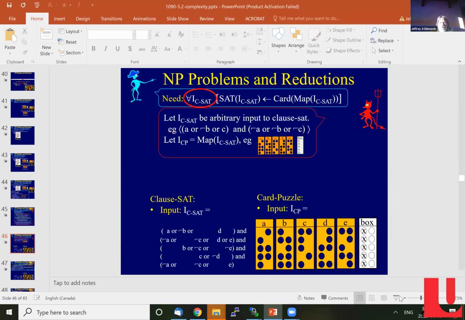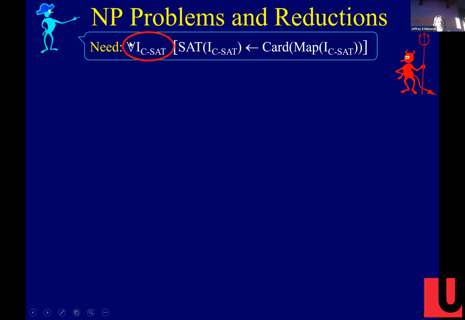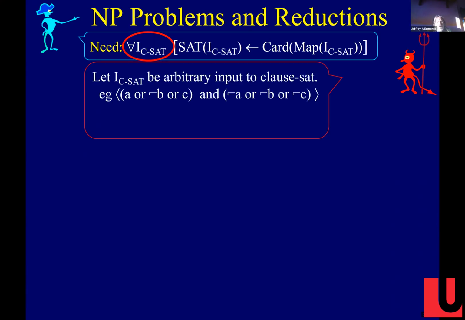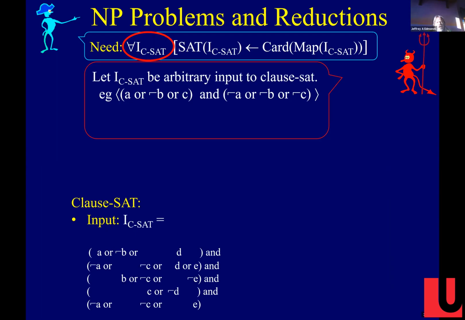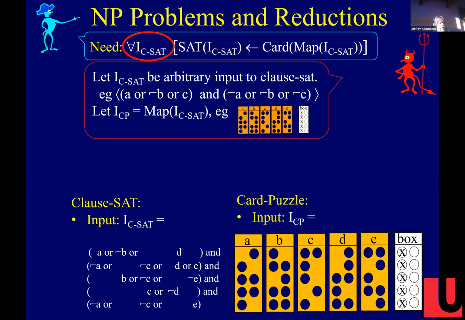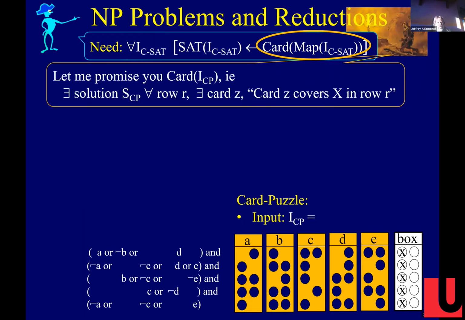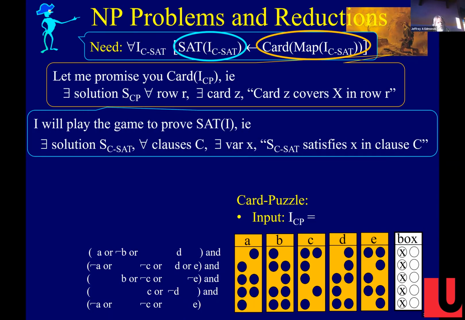Right, so let's just review the game here. We're given a bunch of clauses that we need to solve. Who gives them to us? Some adversary gives them to us. And what we do is we take those clauses and we map them over to some cards. And then the oracle promises us that those cards are satisfiable. And then we have to prove that the clauses are satisfiable.